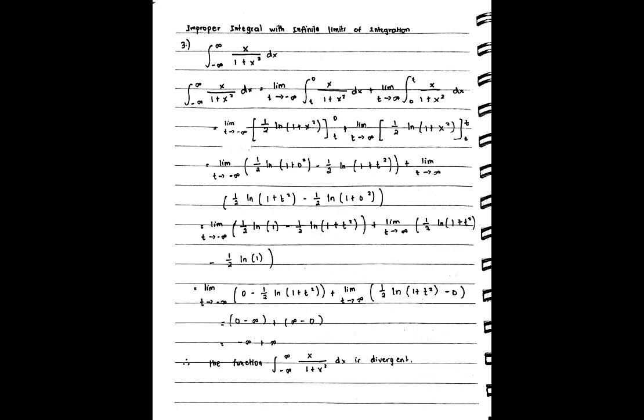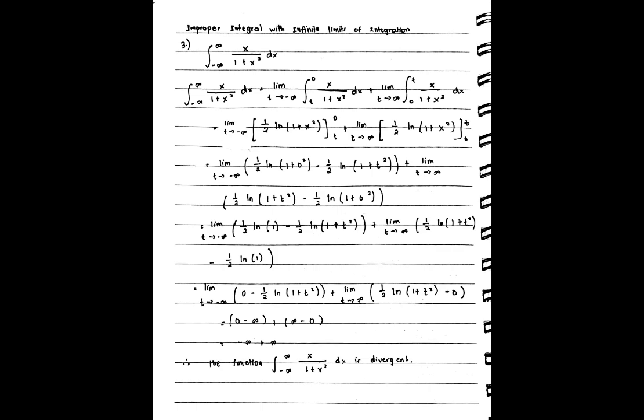The integral of x over 1 plus x squared dx is the limit as t goes to negative infinity, the integral from t to 0, plus the limit as t goes to infinity, to the right, of the integral of x over 1 plus x squared dx, bounded from 0 to t. So next we will take the integral of the functions. So we have the limit as t approaches negative infinity, which is the left.